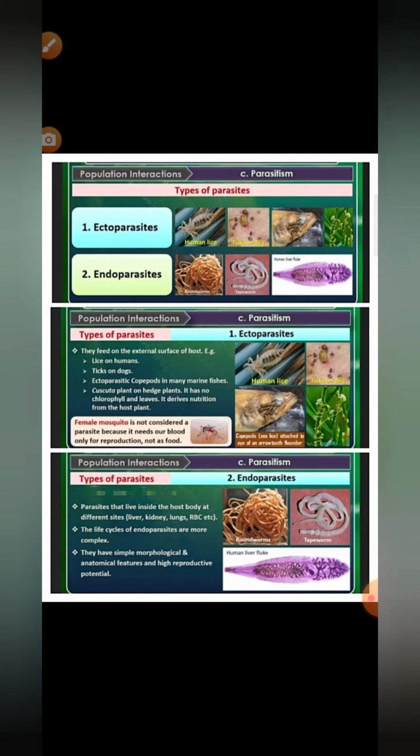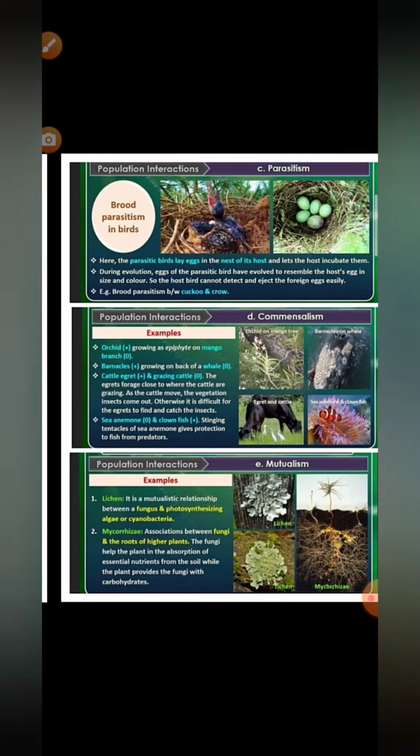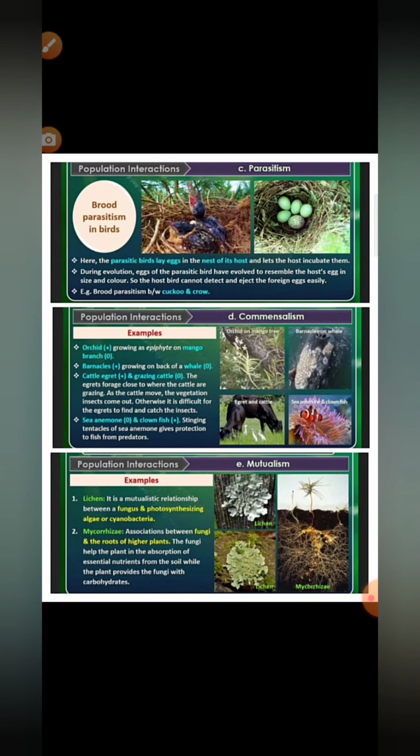And the phenomenon in which one organism, that is the parasite, lays its eggs in the nest of another organism is called brood parasitism. Understood? It is known as brood parasitism. This is basically found in birds. Okay, cuckoo and crow. The cuckoo lays its eggs in the nest of the crow. The crow sits on it and thinks that the eggs are of the crow, and when the cuckoo chick comes out, it flies away because it is not a crow. It was the egg of the cuckoo.